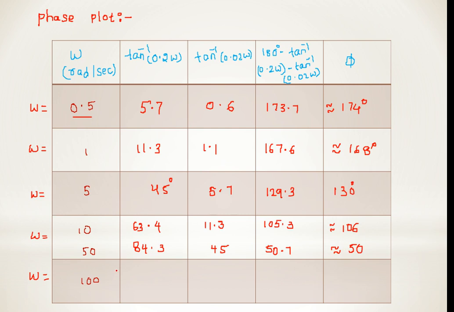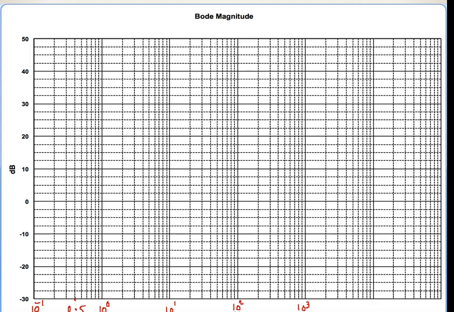Similarly, substitute omega equal to 100. It will become 87.1, 63.4. 180 minus 87.1 minus 63.4. So it will be 29.5, approximately 30. So we have calculated the magnitude at each and every corner frequency, and we have calculated the phase at each and every corner frequency. Now we have to draw the Bode plot, that is the combination of the magnitude and the phase plot. So I am taking the similar graph sheet here.